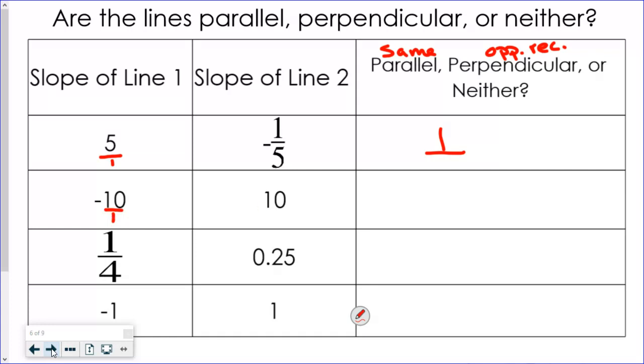I'm going to make these into fractions. Negative 10 and positive 10 are opposites, but they are not reciprocals, so this is a neither. Okay, 1/4, 0.25. Think of that as 25 cents. That is 1/4, 1/4 of a dollar. That's the same slope, which means they are parallel. You could say this is parallel, hint, hint.